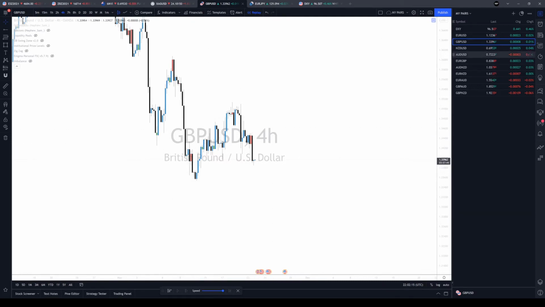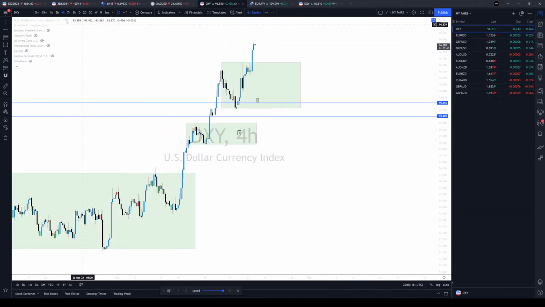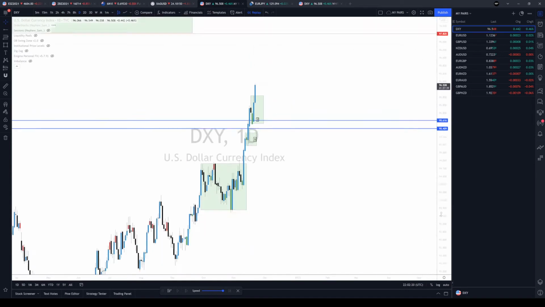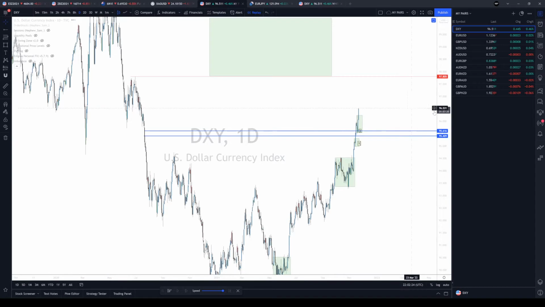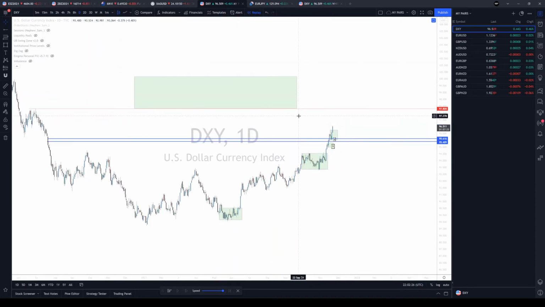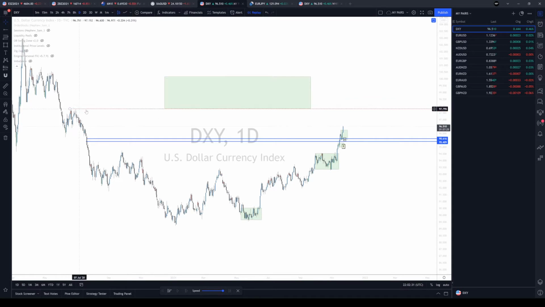Well, we have the dollar index still surging higher. So we are still looking for 97.80 as our upside objective. Look for 97.80 for this high.